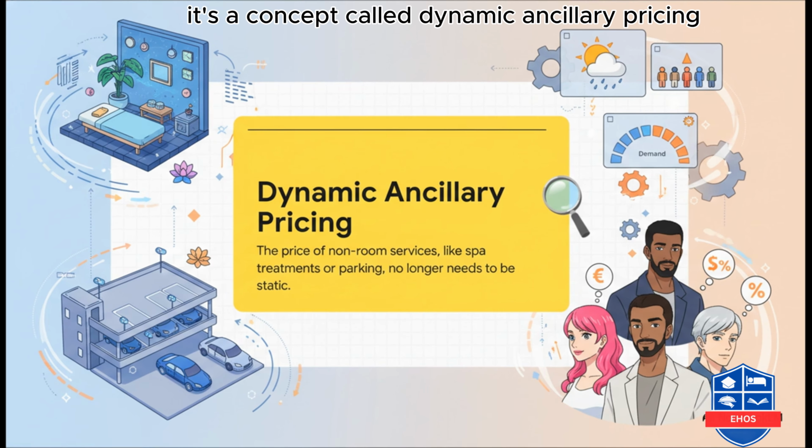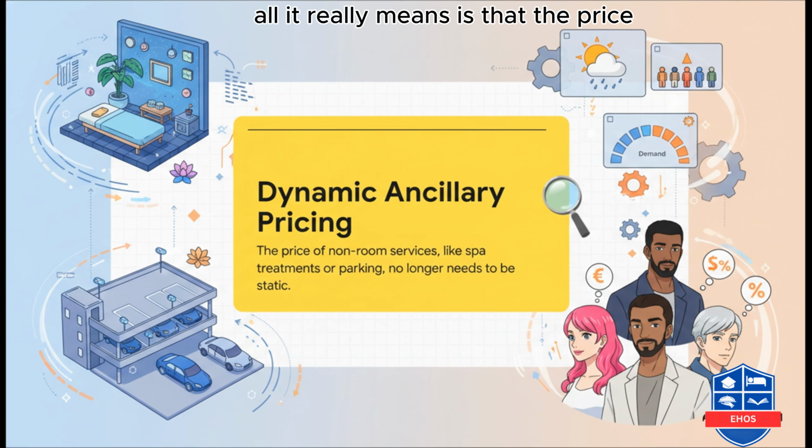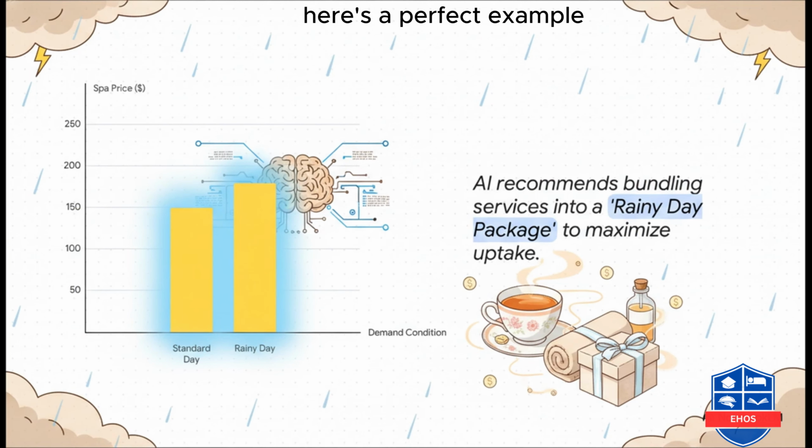And this same kind of smart, agile thinking applies to all your other services too. It's a concept called dynamic ancillary pricing. All it really means is that the price for things like a spa treatment or valet parking isn't set in stone anymore. It can actually change in real time based on things like demand, the weather, even how full the hotel is.